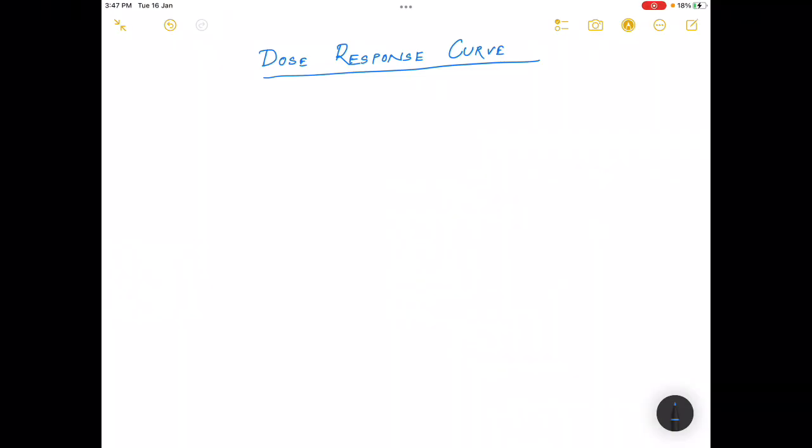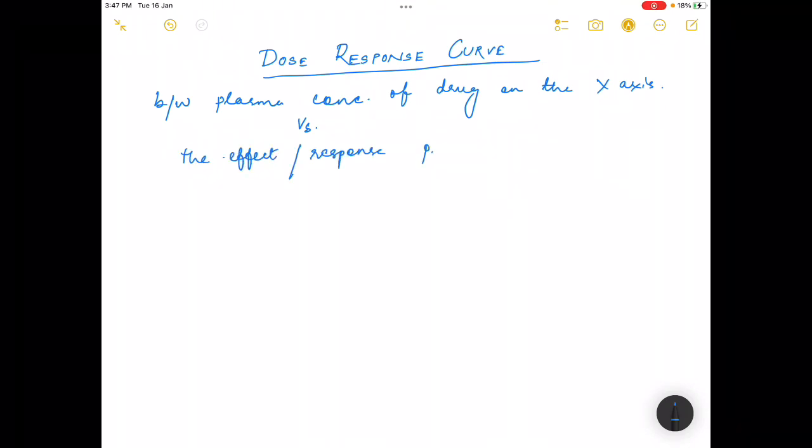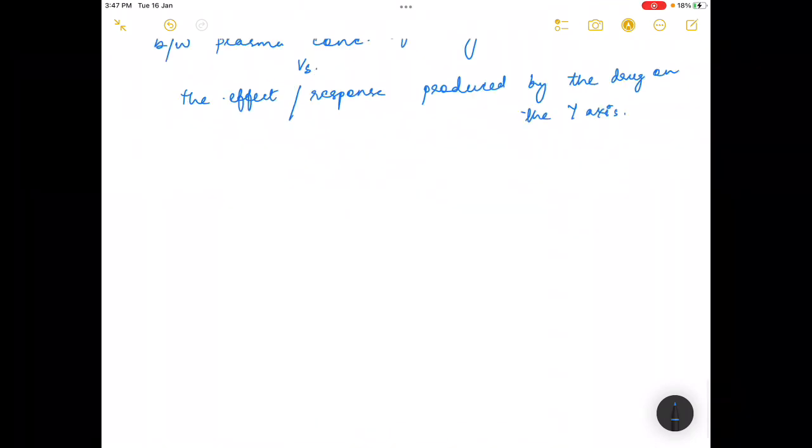So hello friends, today we will be studying about dose response curve. So what is this dose response curve? It is a graph between plasma concentration of a drug on the x-axis versus the effect or the response produced by the drug on the y-axis. Okay, so this dose response curve is given by a DRC.